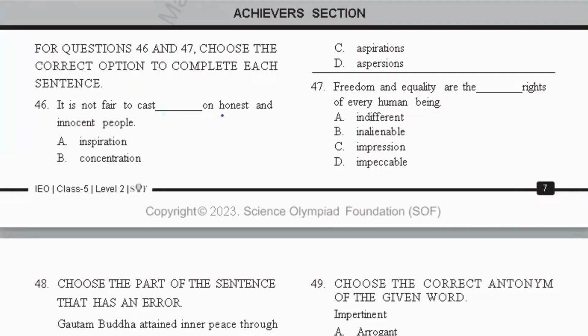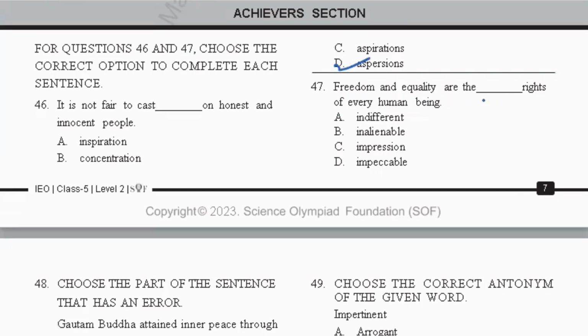It is not fair to cast dash on honest and innocent people. Inspiration on honest, no. Concentration, again, it can't be your correct answer. Aspirations, no. Aspersions, yes. Why? Because aspersions means to criticize or make damaging remarks about somebody. About somebody means here honest and innocent people. So definitely it's not fair to cast aspersions on honest and innocent people. So it's option D here.